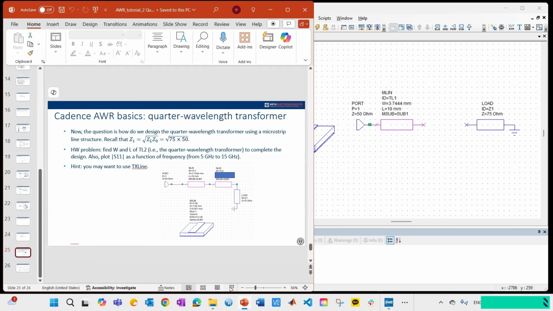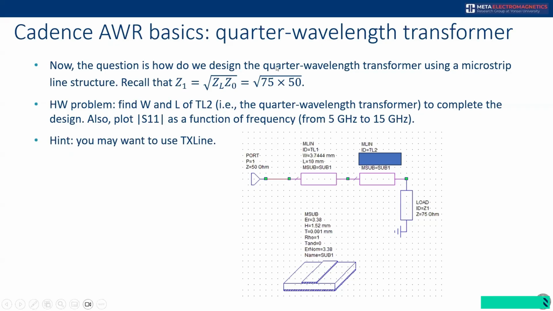Now the question is, how do we design the quarter wavelength transformer using a microstrip line structure? Recall that the characteristic impedance of the quarter wavelength transformer should be equal to square root of the impedance of the load multiplied by the characteristic impedance of the transmission line. And we know that ZL is equal to 75 ohm and Z naught is equal to 50 ohm. So Z1 should be computed using this expression here.